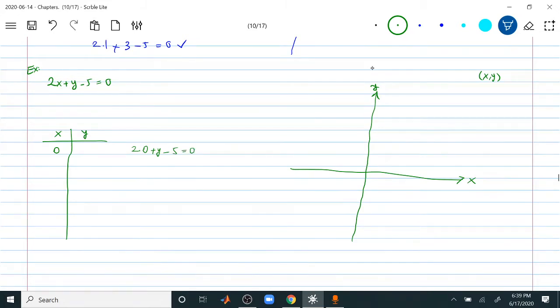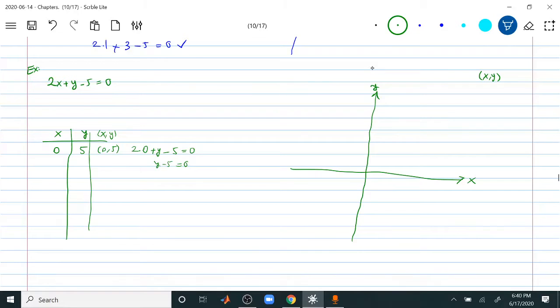Solve this equation. 2 times 0 is 0, so you have y minus 5 equal to 0, and you will learn that y must be 5. So I say (0, 5) is a solution. The point here is, I picked x equal to 0, and I found out y must be 5 to satisfy the equation. So the point (x, y) is (0, 5).